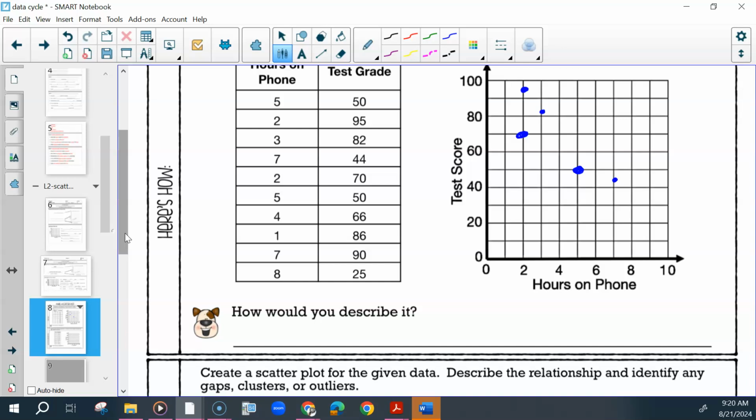5 and 50. Oh, that was plotted twice. So you could just make another point there. You don't have to. It's already plotted, so you don't really have to do it again. 4 and 66. So that would be a little bit more than half. 1 and 86. Again, a little bit more than half. That was like at half. It's okay. 7 and 90. And 8 and 25. So like half.